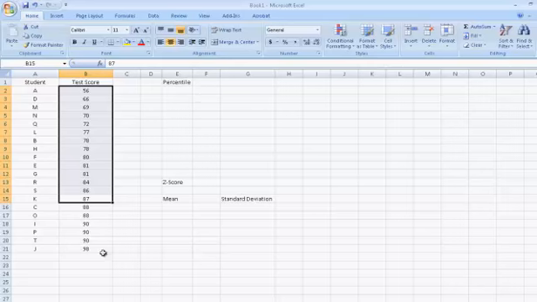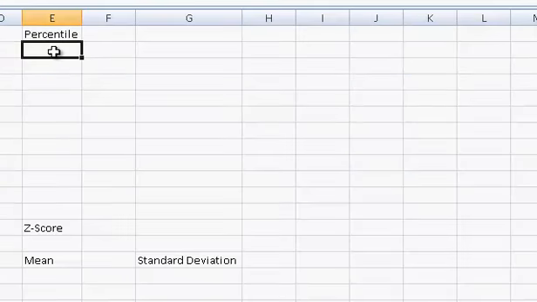And there are 20 students in total. So to calculate the percentage, you simply type in the equation equals 14 divided by 20, and we'll multiply it by 100 to turn it into a percentile, and we get 70. And that means 70 percent of students scored at or below an 87 in this class.